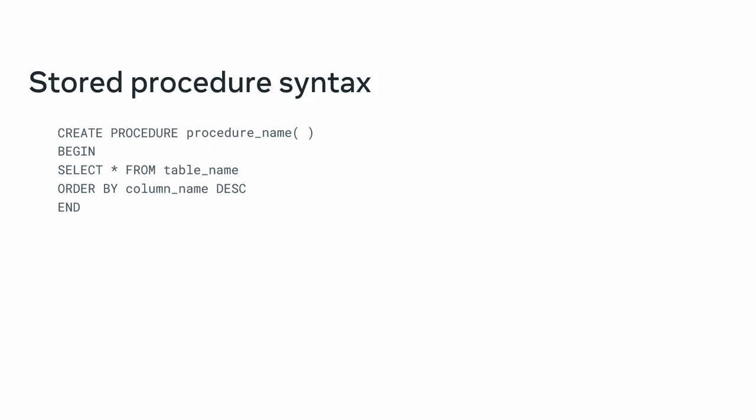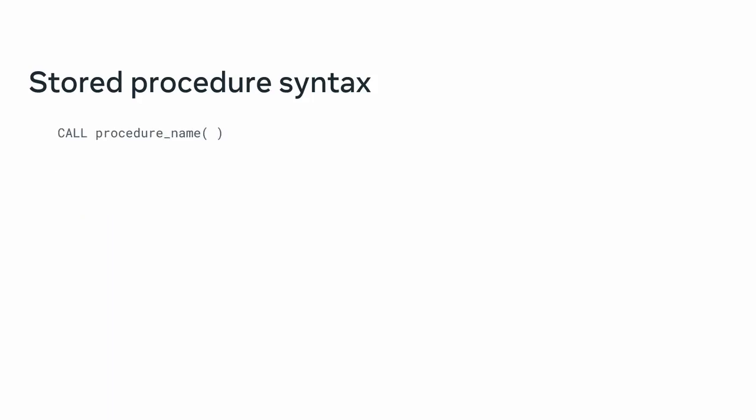Then, when you need to invoke the procedure, you just type the call command followed by the procedure name. Don't forget to include the parentheses. And if you need to remove or drop a stored procedure from your database, then just type the drop procedure command followed by the procedure name. In this instance, you don't need to include any parentheses.